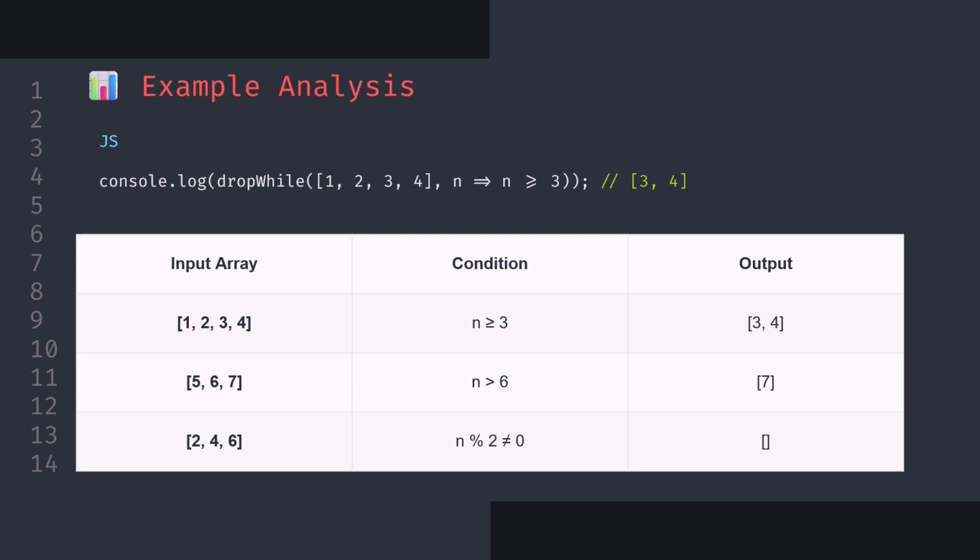In the first example, 1 and 2 are removed because they do not satisfy the condition. In the second, 5 and 6 are removed until 7 passes. And in the third, no element satisfies the condition, so the result is an empty array. This shows how versatile this approach is.